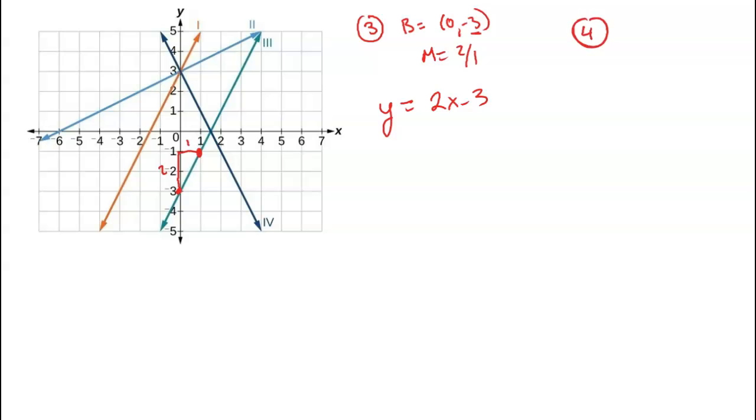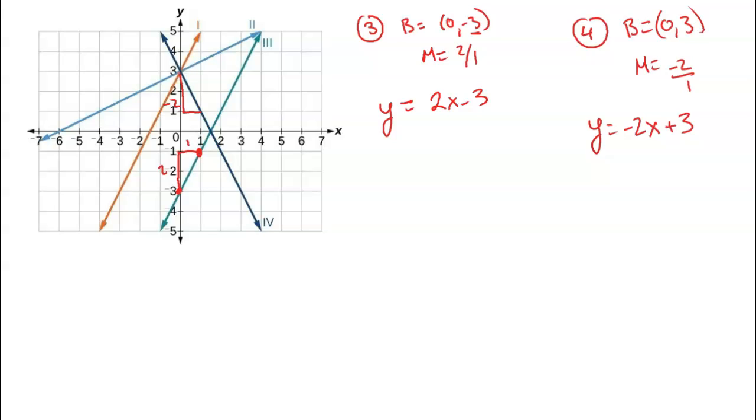And then for equation number 4, again, it looks like it's going through the b value of (0, 3). But this time your slope looks like you're going down 2 and then over 1. So this will be y is equal to negative 2x plus 3. So those are your answers.